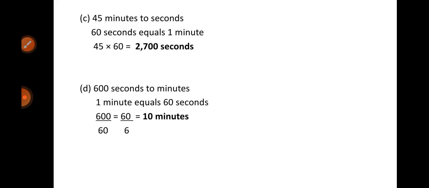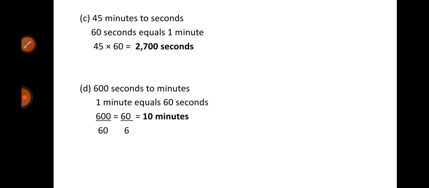Then C says 45 minutes to seconds. 60 seconds makes 1 minute. That means we multiply this 45 minutes by 60 seconds. It will give us 2,700 seconds. That means 2,700 seconds make 45 minutes. Okay? This says 600 seconds to be converted to minutes. We know that 1 minute equals 60 seconds. That means 600 seconds divided by 60 seconds.